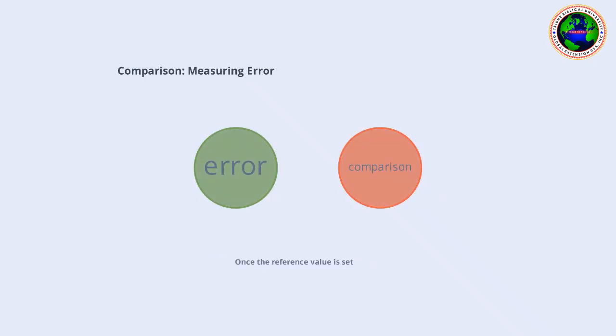Once the reference value is set, the system compares the current output to this target. The difference between the two is called the error. This error tells the controller how far off the system is from the goal. By continuously measuring and minimizing this error, the control system can adjust its actions and maintain accuracy.